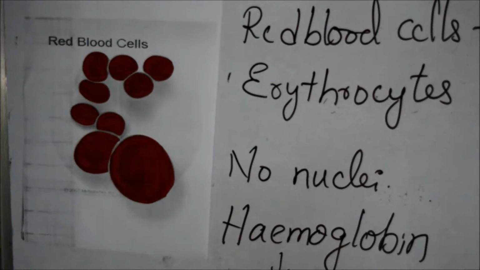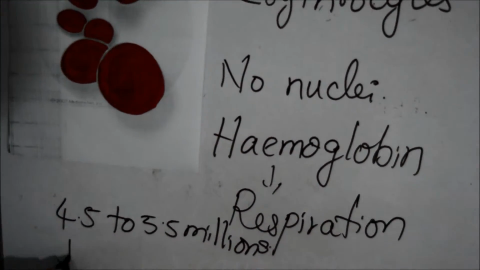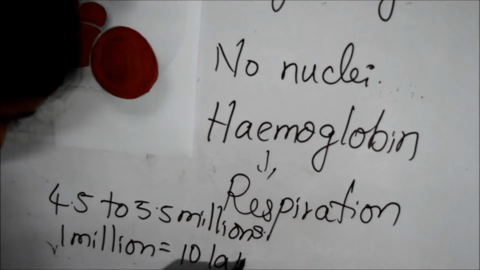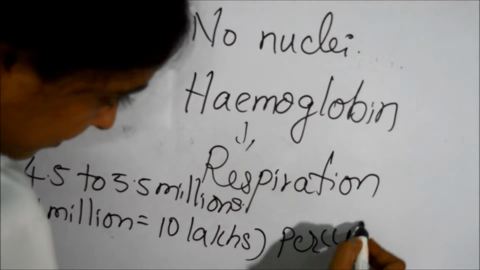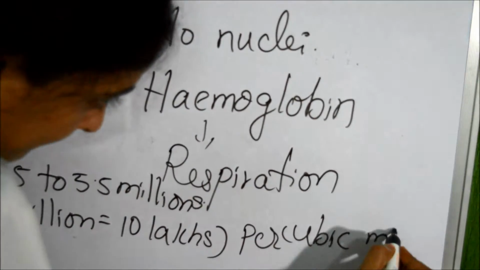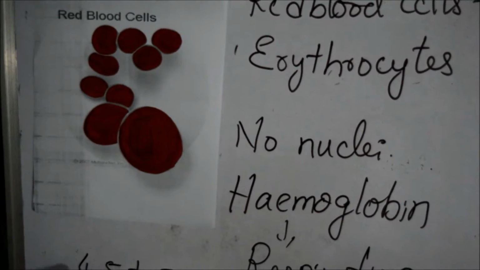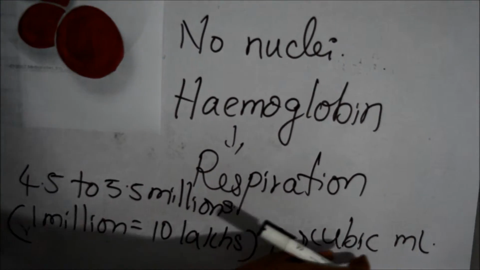In man, the number of erythrocytes is 4.5 to 5.5 million, where 1 million is equal to 10 lakhs, per cubic millimeter of blood. In human beings, red blood cells are present in numbers of 4.5 to 5.5 million per cubic millimeter of blood. These red blood cells are formed in the bone marrow.